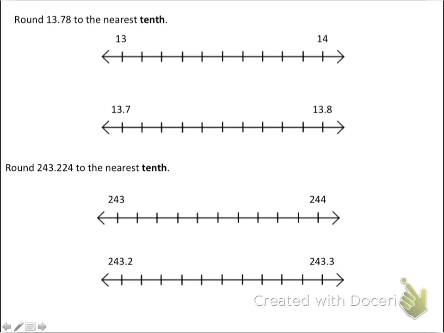Okay, let's look at this in a different place value. Last time we were rounding to the nearest whole number. Now we're rounding to the nearest tenth. So it says round 13 and 78 hundredths to the nearest tenth.